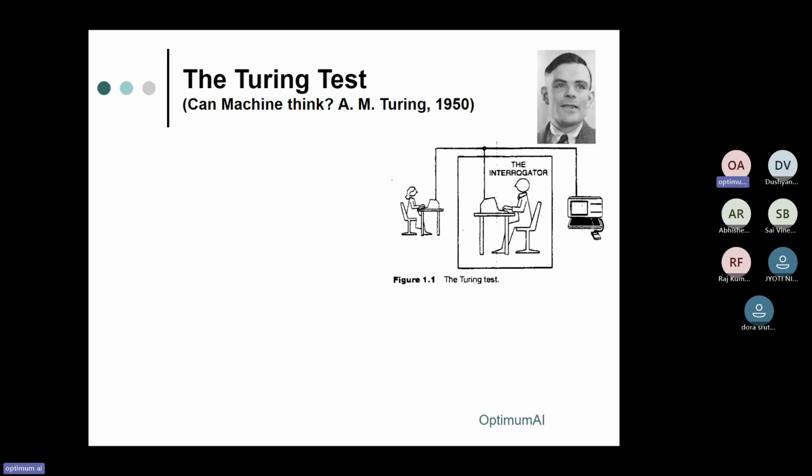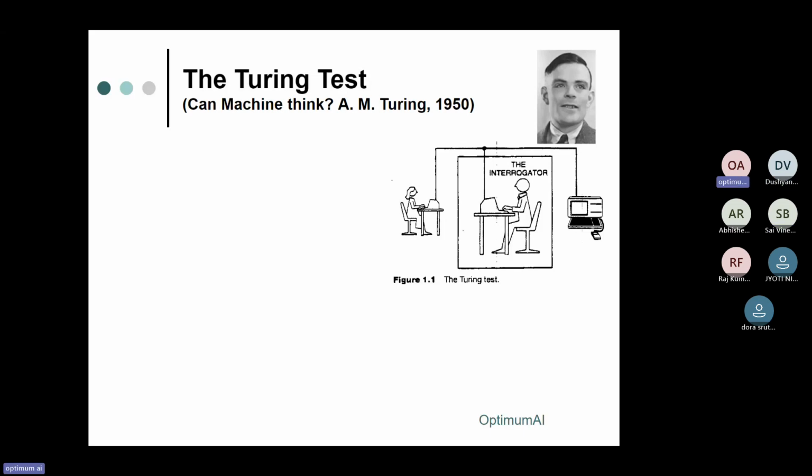You can see here there is one woman who is working on a typewriter, and there is an interrogator who is measuring the work done by the human and the computer on the other side. Is the screen visible to you? Yes, it is visible.